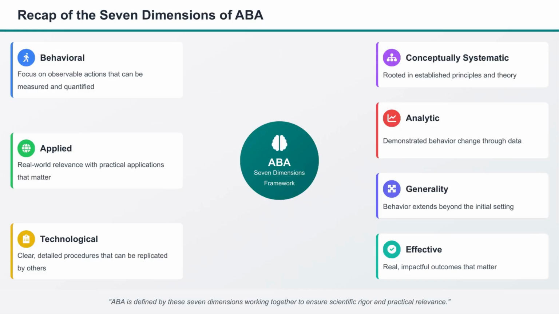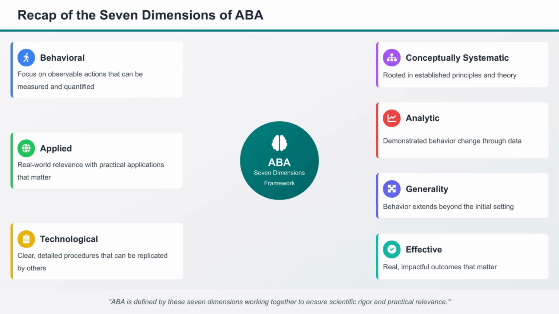To recap, the 7 dimensions of ABA work together to ensure that ABA practices are scientifically rigorous and socially significant. These dimensions help guide all of ABA's interventions and ensure that the work we do is meaningful and effective.